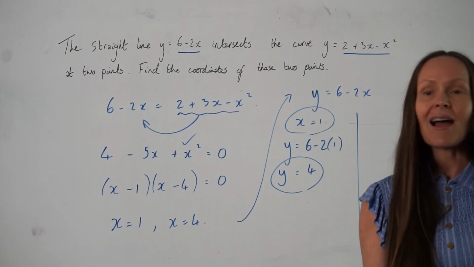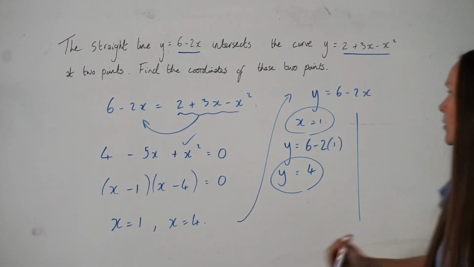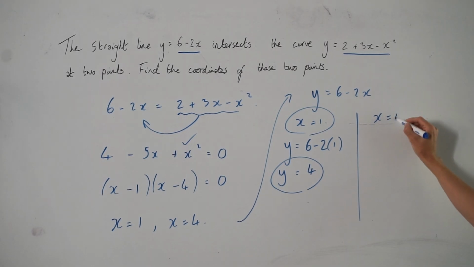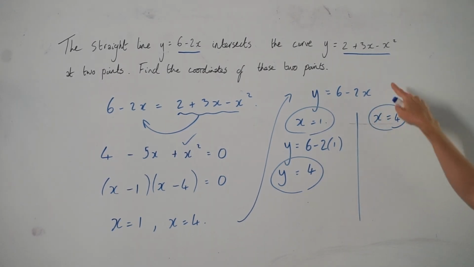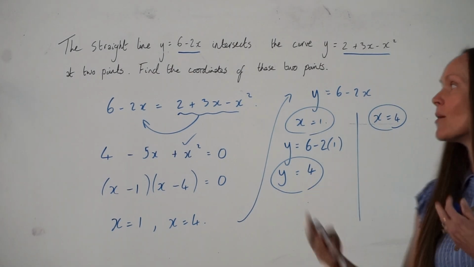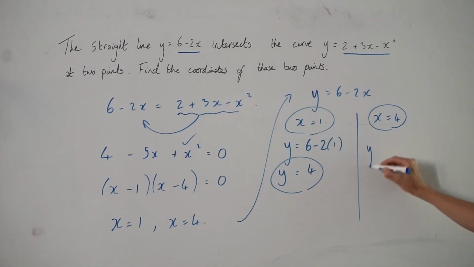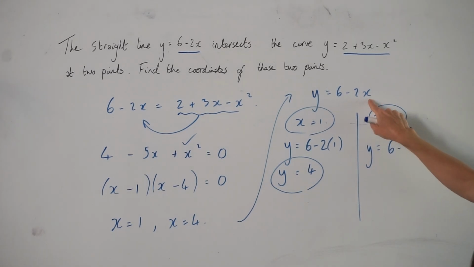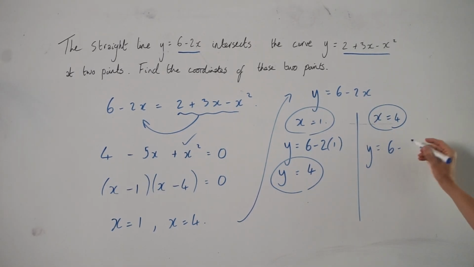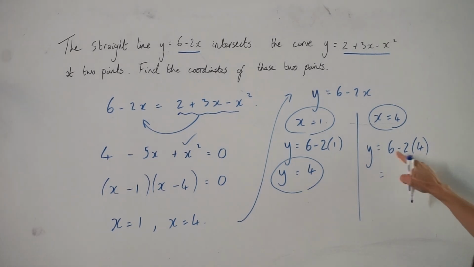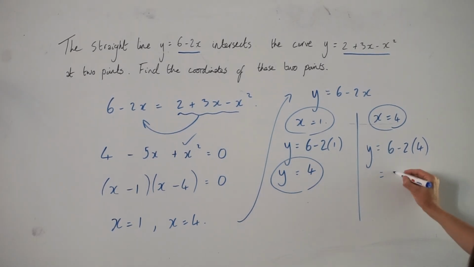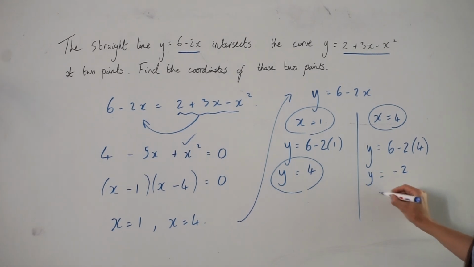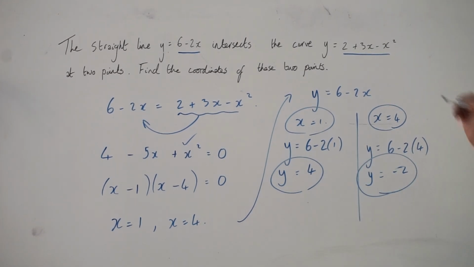Now we have to repeat that for when x is equal to 4. You're just switching your x value in this equation to the number 4 and then working out y. So to work out y, we take the number 6 and we minus 2 lots of x, so 2 lots of 4. And 2 lots of 4 is 8, and 6 take away 8 is negative 2. So that is the corresponding y value when x is 4.